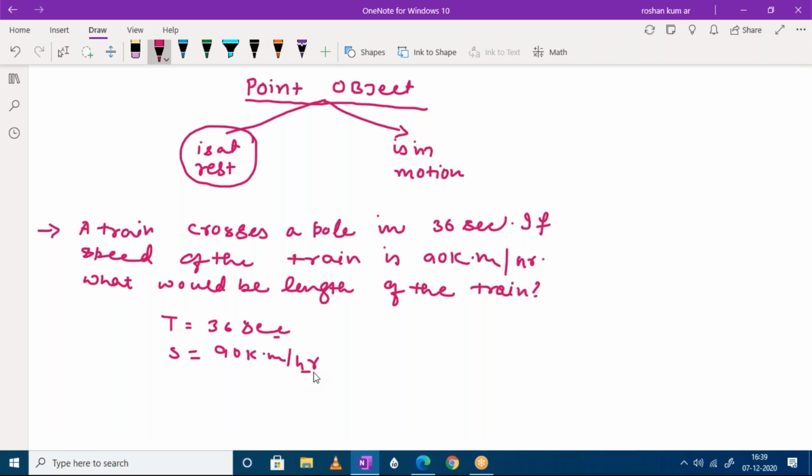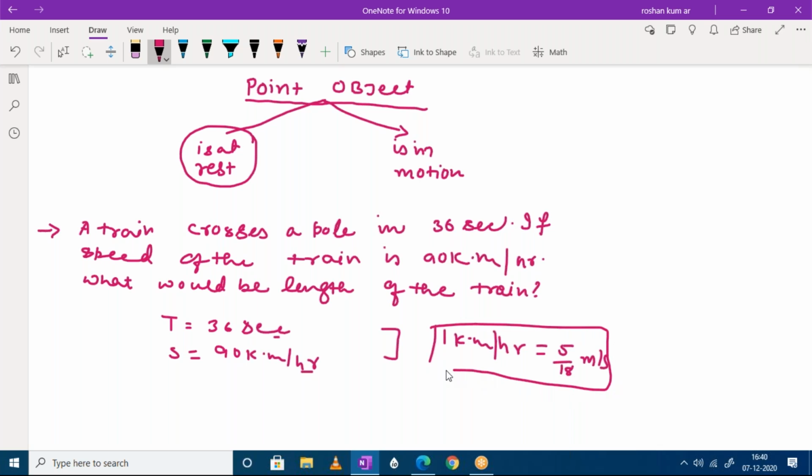The biggest challenge is the unit conversion. I will not take much time here. I'll just give you this: 1 kilometer per hour is equal to 5 by 18 meters per second. How we got this, we'll be discussing in the coming class. I'm not getting into the detail of this.